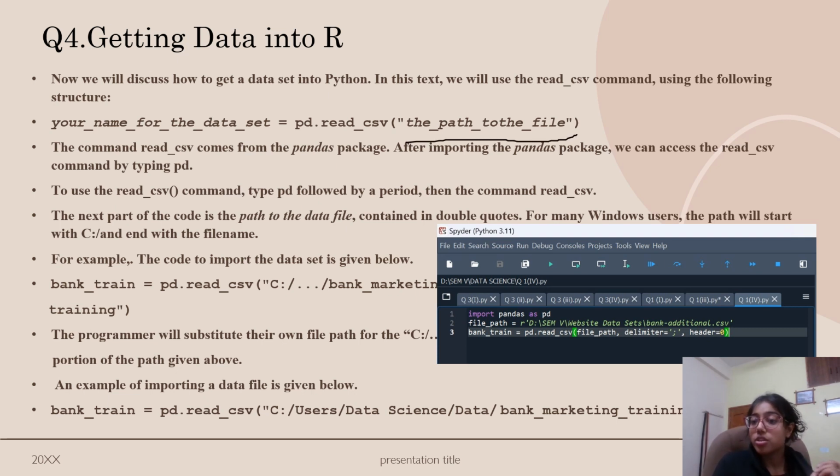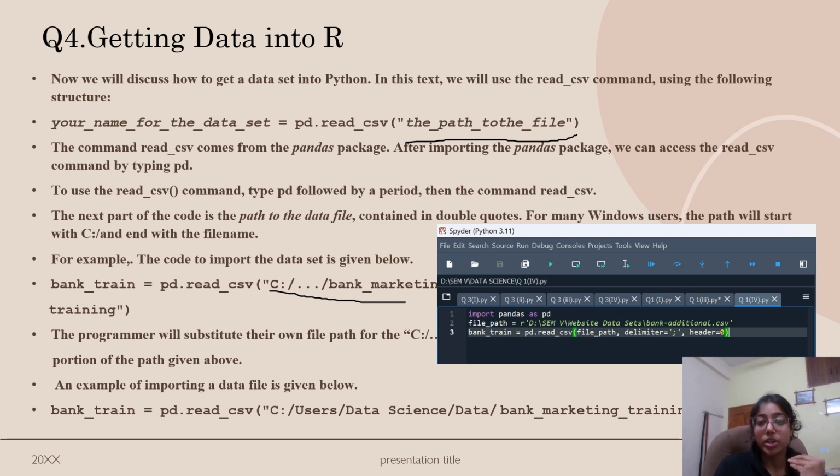For many Windows users, the path will start with c colon slash and then the file name. For example, the code to import the data set is given below. As you can see here, the path to the file starts with c colon slash and ends with the file name. The programmer will substitute their own file path for the portion of the file path given above. An example of this is given below.